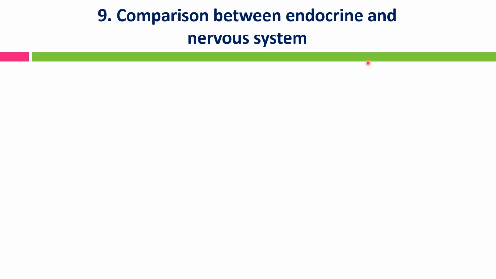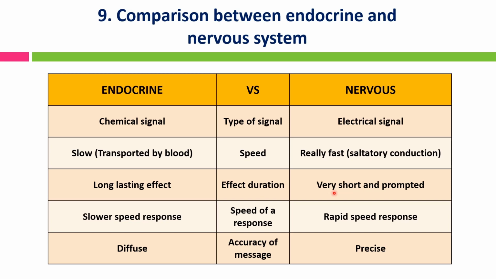We have come to the last topic in this chapter, the comparison between the endocrine and nervous systems. We know that both of these systems are involved in internal communication and regulation. But what are the differences between them? First, the type of signal: the endocrine system releases a chemical signal, while the nervous system releases an electrical signal.